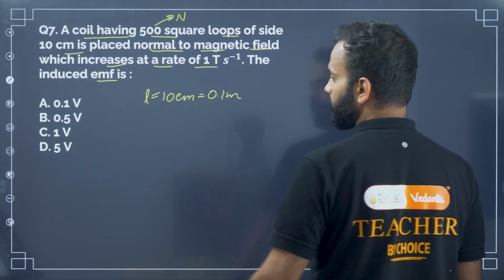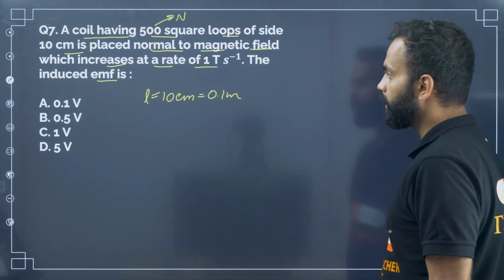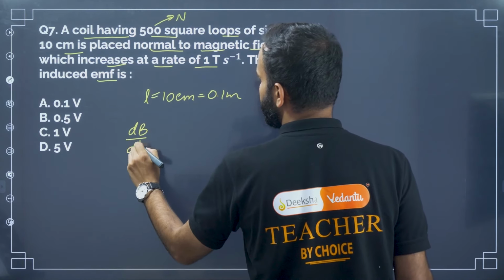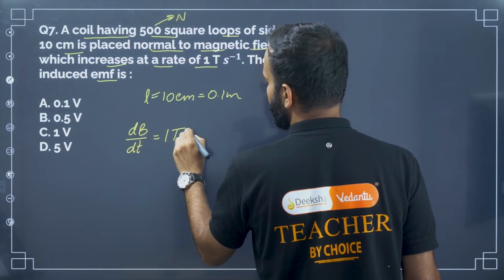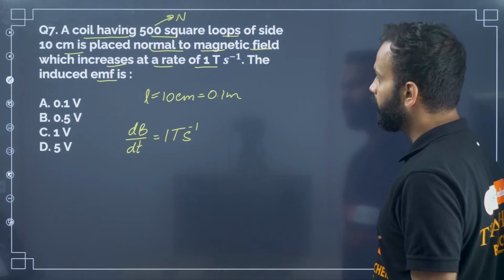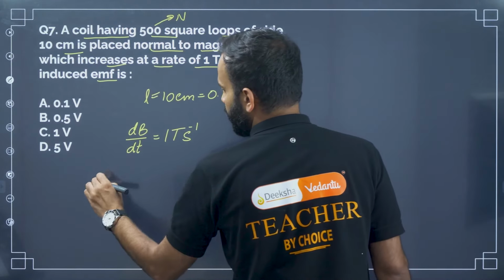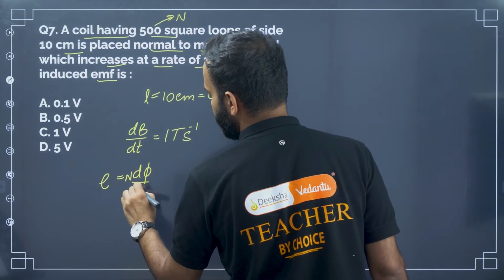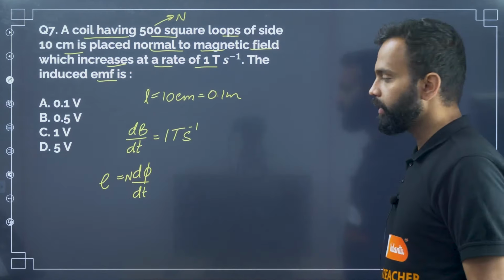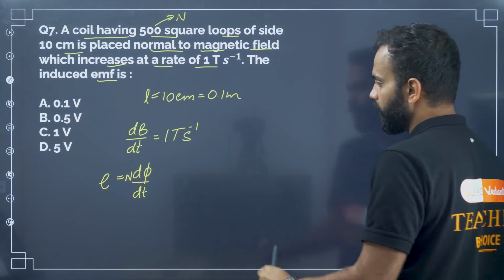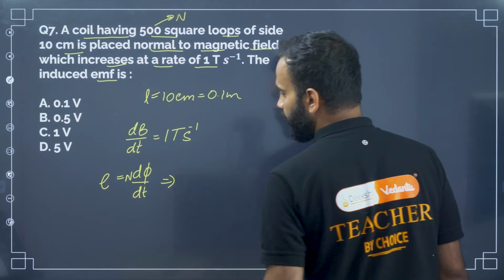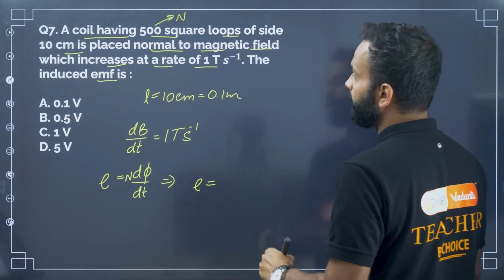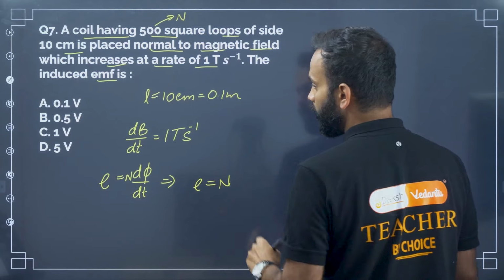The induced EMF is, we need to find the induced EMF. Here dB by dt is 1 Tesla per second. So now the magnitude of the induced EMF, E, is equal to the rate of change of magnetic flux, N into d phi by dt. So now here E is equal to N into what is phi?